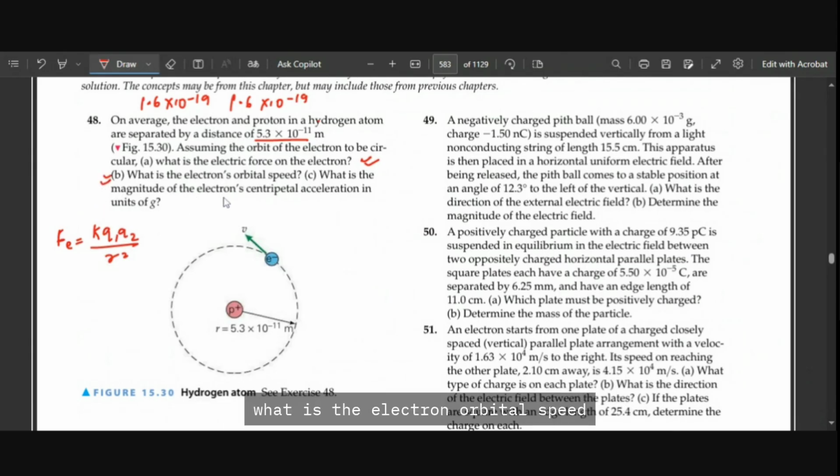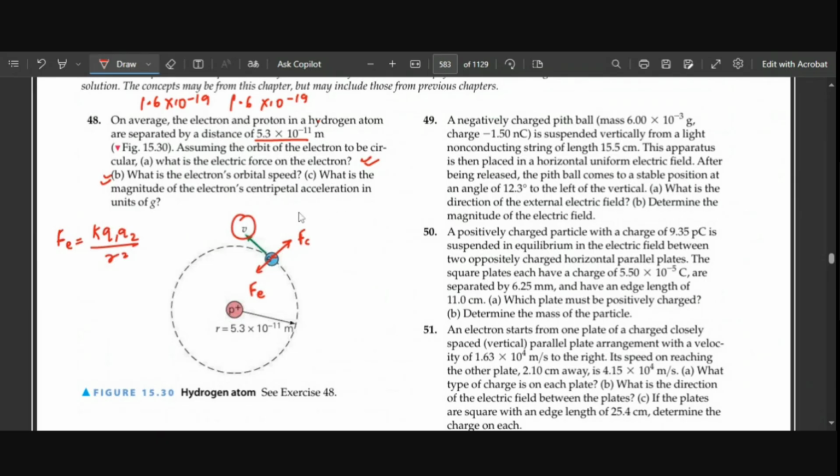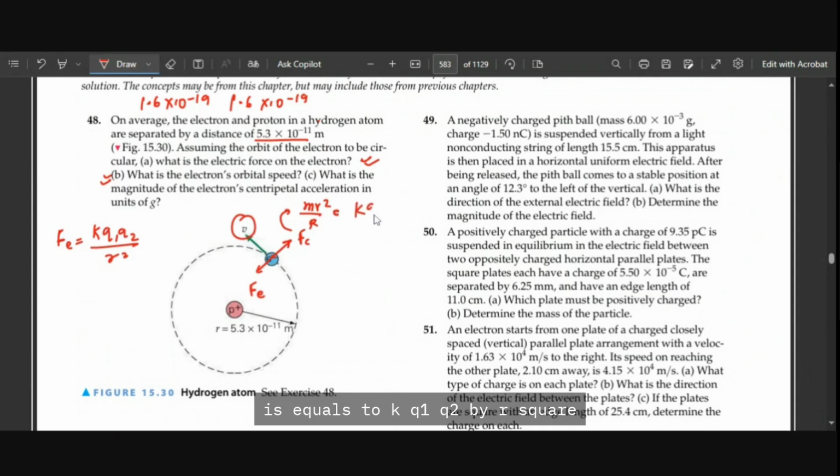What is the electron orbital speed? The question is, with what speed was the electron actually orbiting? Here you can see the electron must have some velocity v. There is one force acting inward, which is supposed to be Fe, but simultaneously there is another force acting outward, which is called the centripetal force. The centripetal force mv square by r is equal to kq1q2 by r square.